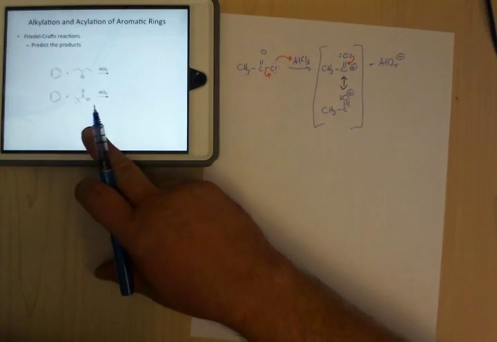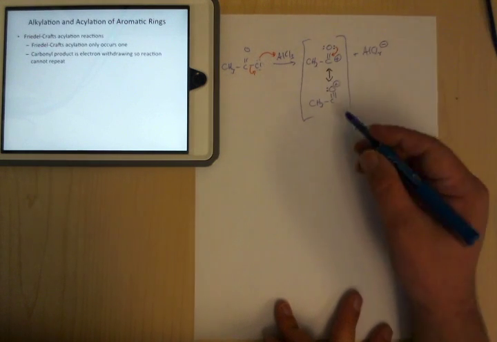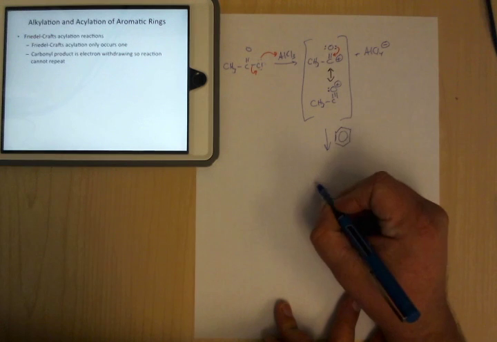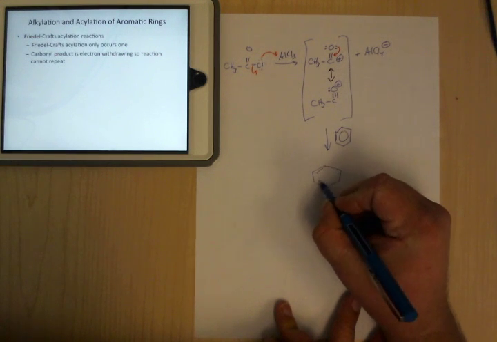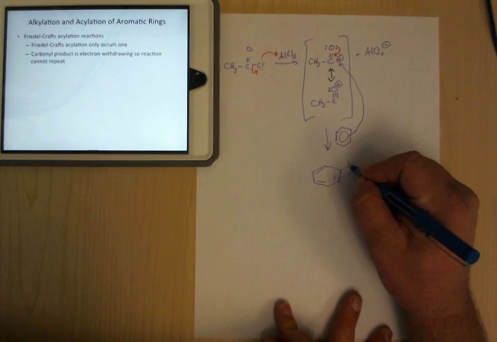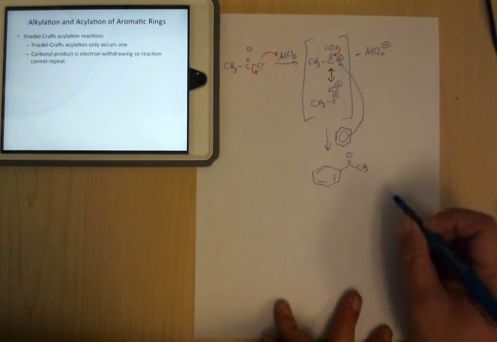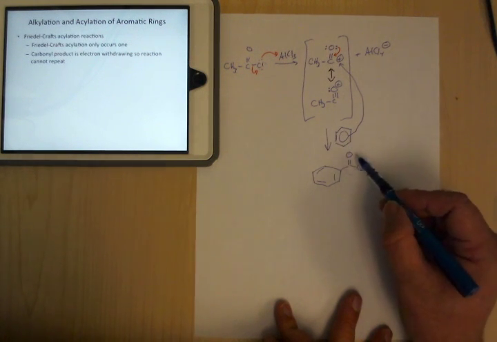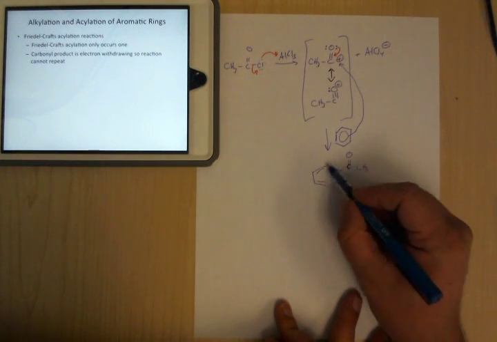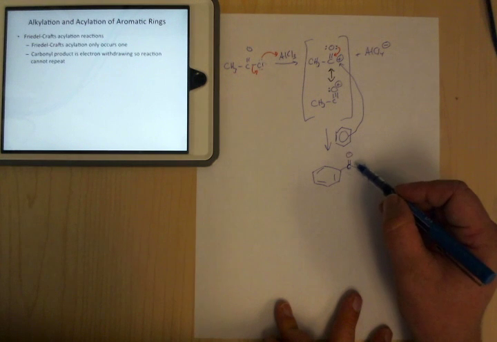The other thing that it does is, notice that when the benzene comes in and attacks, that's going to attack there, and you end up with this product here. Remember when we said having a C double bond O deactivates this ring? Well, that's exactly what happens.